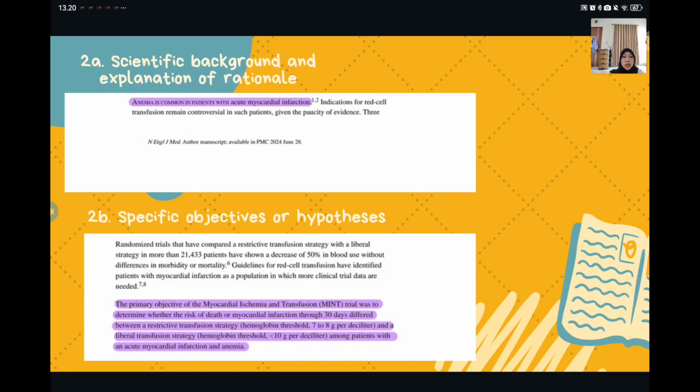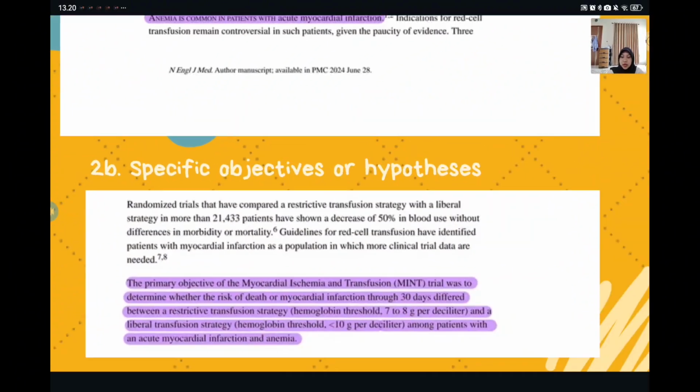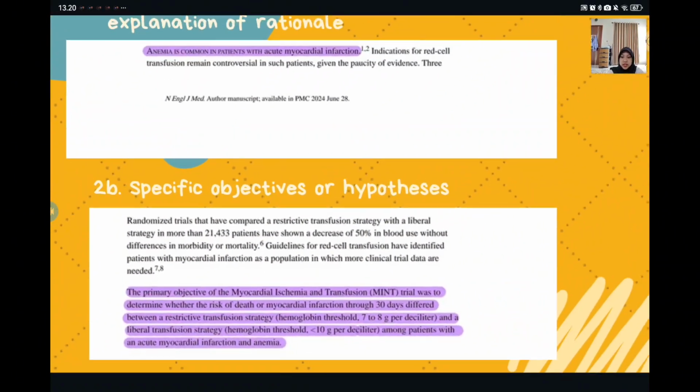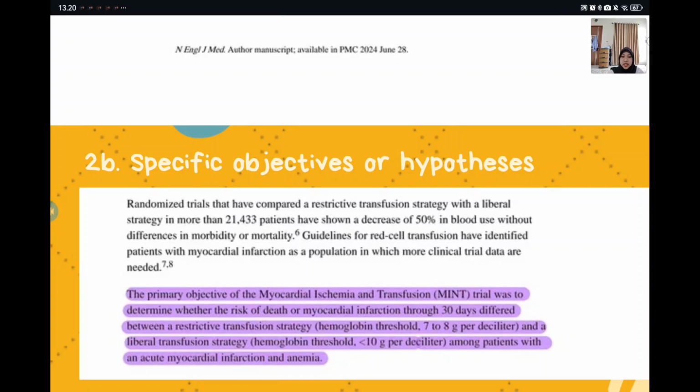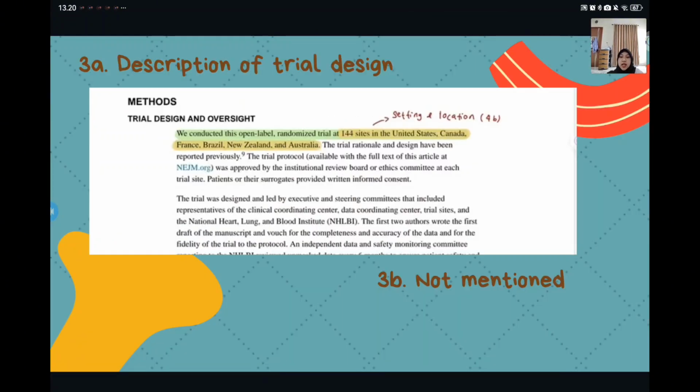So the goal or objective is clear. They want to find out if a liberal transfusion is better than a restrictive transfusion in heart attack patients with anemia. As we can see in here, specific objective or hypothesis. The primary objective of the Myocardial Ischemia and Transfusion trial was to determine whether the risk of death or myocardial infarction. Okay.